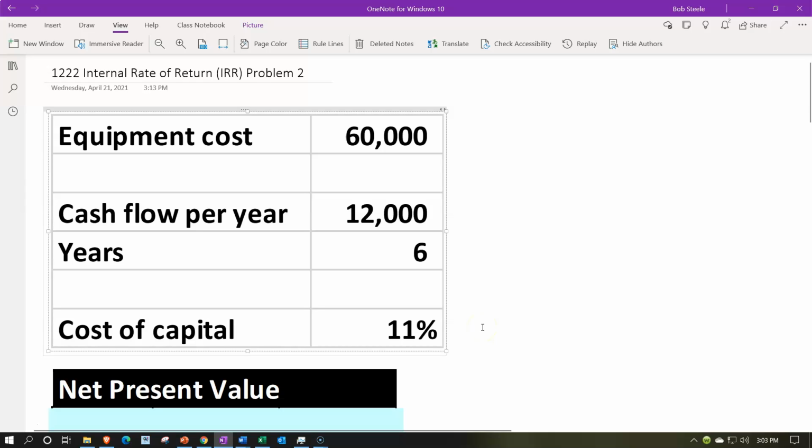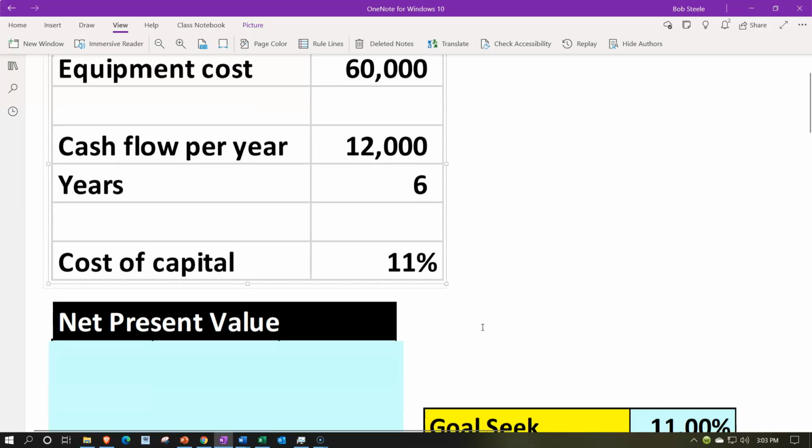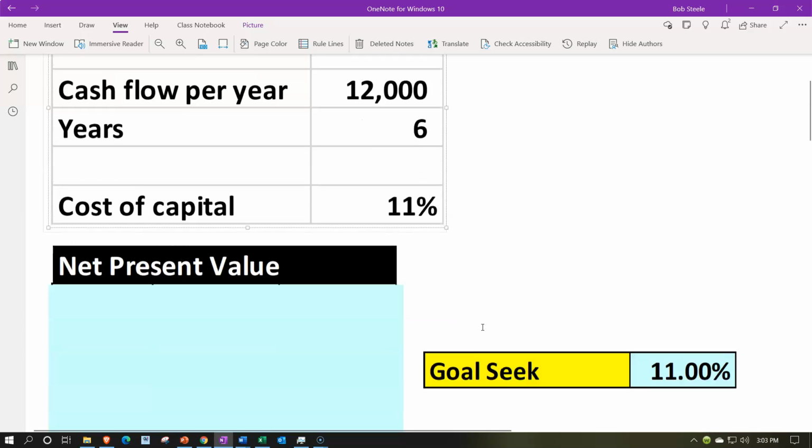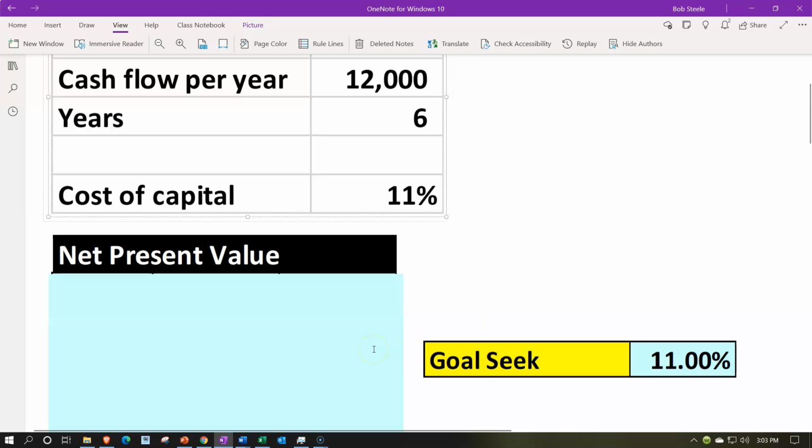Note that this 11%, you might hear it called different things. It could be the discount rate, it could be the required rate of return, cost of capital, the hurdle rate, sometimes called. That's going to be the rate that we might originally think of as the rate that we would need to hit in order to accept the project.